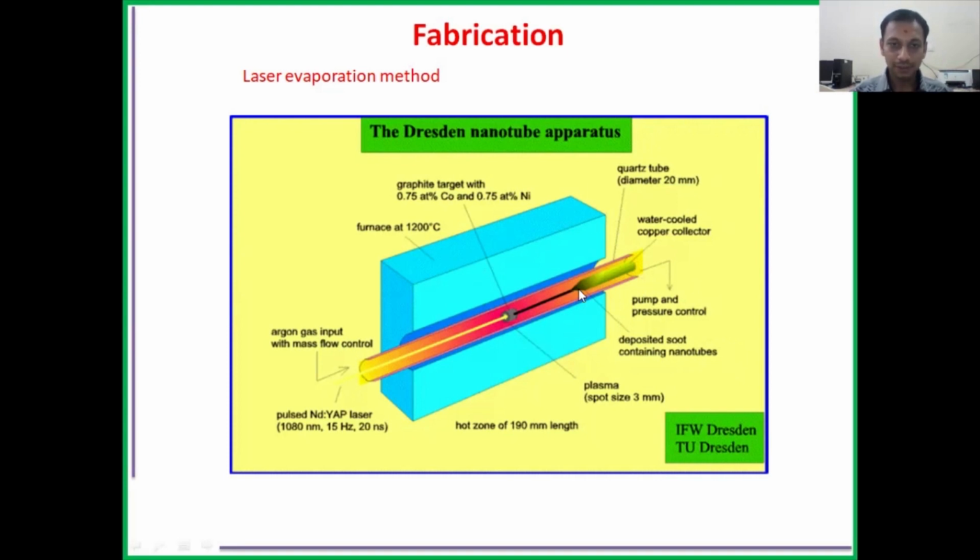Here is the furnace, so you can do the reaction here in argon gas atmosphere. The laser is there, you can see the pulse laser is the source, and then ultimately you can evaporate the material with the help of the laser, and it is deposited at a water cooled copper collector. After the reaction, you have to cool down the whole system. Ultimately you get the material and we have to analyze it. This is the whole system of the laser evaporation method.